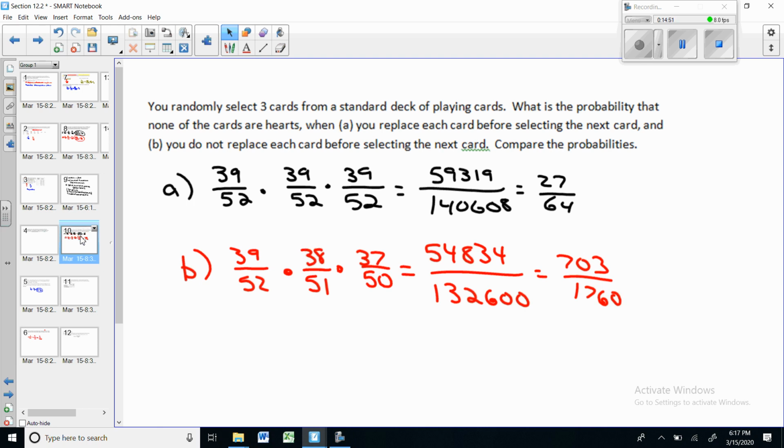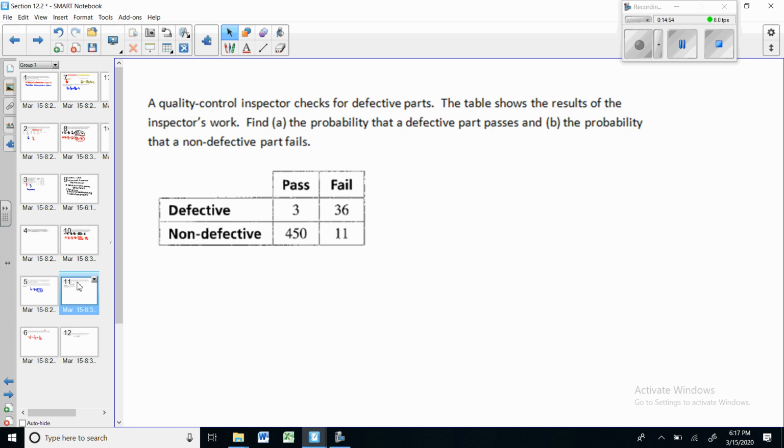Okay. The quality control inspector checks for defective parts. The table below shows the results of the inspector's work. We want to find the probability that a defective part passes and the probability that a non-defective part fails. All right, so if we take a look here, how many defective parts pass? We're going to do part A first. Okay, there are 3 defective parts that pass.